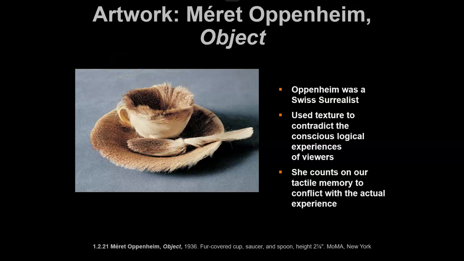When you think about just a cup, a saucer, and a spoon, you already have that experience you've had before, having a cup to your mouth and it's smooth, and a spoon in your mouth. But if you were to pick up that cup and put it to your mouth, that texture is so different. This is subversive texture, really counting on this tactile memory to conflict with the actual experience you're having at the moment.